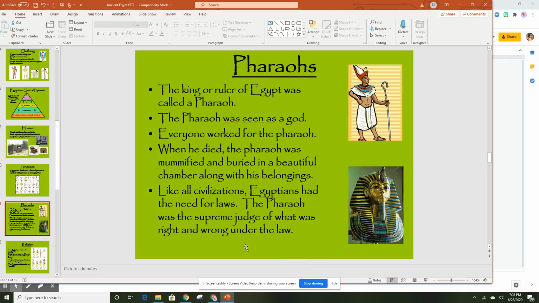Like all civilizations, Egyptians had the need for laws. The pharaoh would be the supreme judge of that law, of what was right and what was wrong. So early civilizations also found the need for rules and laws and enforcement of those laws.